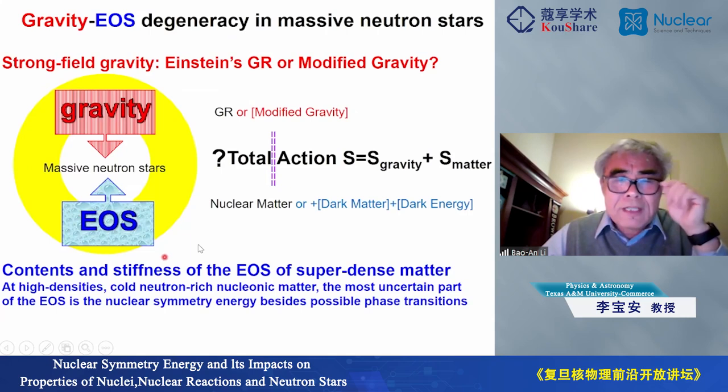And we have discussed during the last two seminars that the high density symmetry energy is one of the major uncertainties in the equation of state of dense neutron-rich matter. So we expect to see effects of high density symmetry energy in breaking this degeneracy.